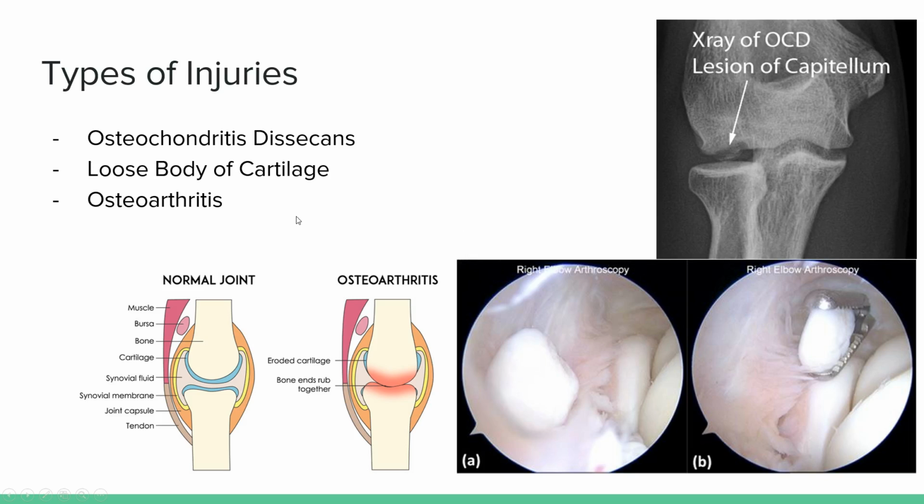So for the three types of injuries that I'll be covering in this PowerPoint, there'll be osteochondritis dissecans, any loose bodies of cartilage in the elbow joint, and then osteoarthritis.